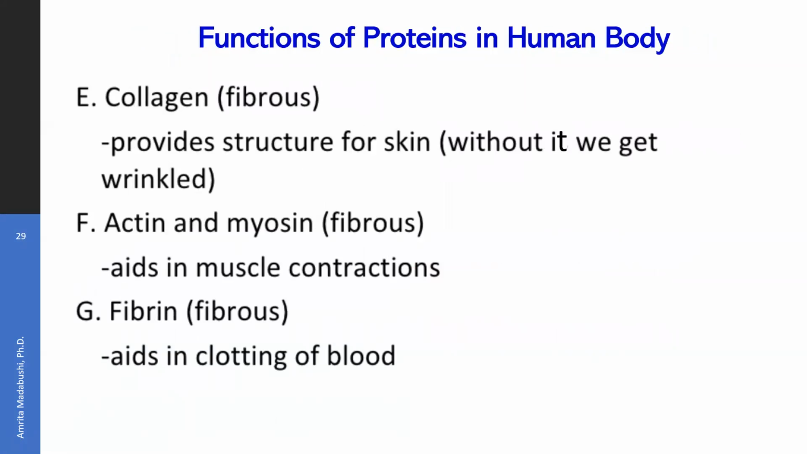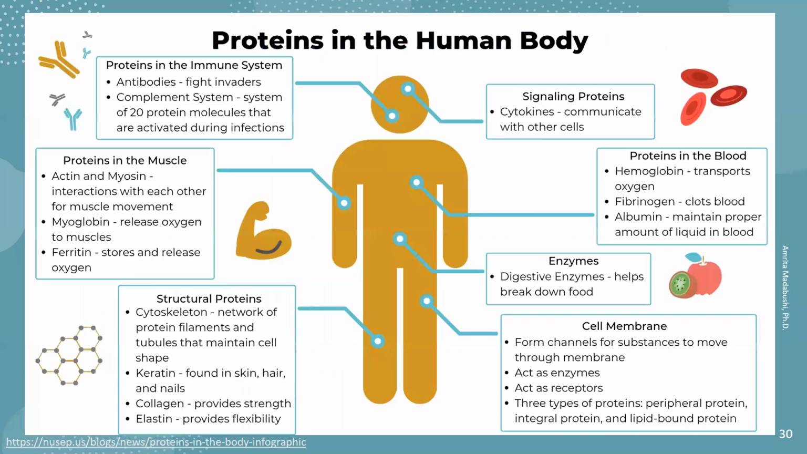What about the functional aspects of the fibrous ones? Well, they provide structure and help in contractions. You can imagine something longer can help give structure, help in contraction, and aid in clotting of blood. So all of these are different functions. This is just a compilation, an infographic, of the different roles of protein. If we look at it quickly, there are signaling proteins that communicate with other cells. There are proteins in the blood, not just hemoglobin alone. There are proteins that clot blood. There are proteins that maintain the amount of liquid in blood, and then there are enzymes and cell membranes.